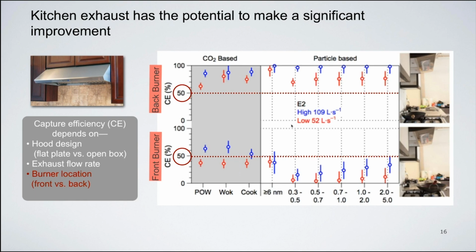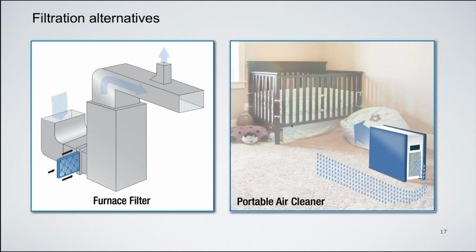But it's something that a lot of us don't really want to do, cook just on the back burner as opposed to the front burner, which is closer and seems more convenient. But capture efficiency is frequently not as good there. You would have to extend the range hood out and improve capture efficiency in order to be cooking on the front burner. Filtration alternative, Lew, and at this point, I will turn it over to you.